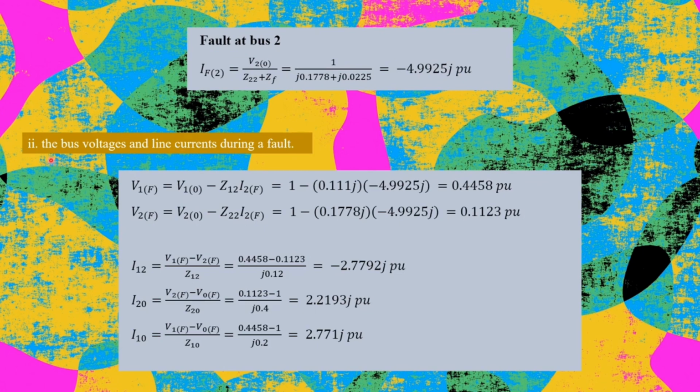Next, let's move on to calculate the bus voltages and line currents during the fault. To calculate bus voltages, we will be using these formulas. We have V1 and V2. Next, to calculate line currents, we will be using the formulas shown. I12, I20, I10 are the respective line currents, which can be calculated with their respective formulas.